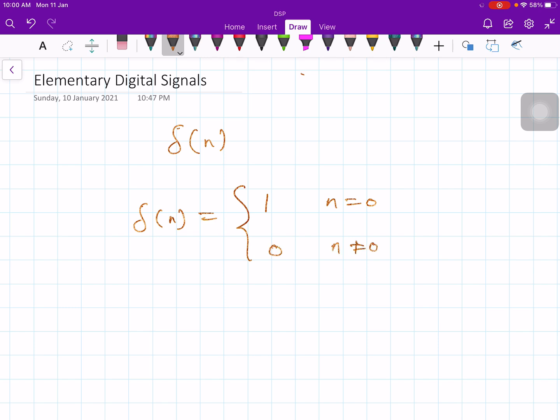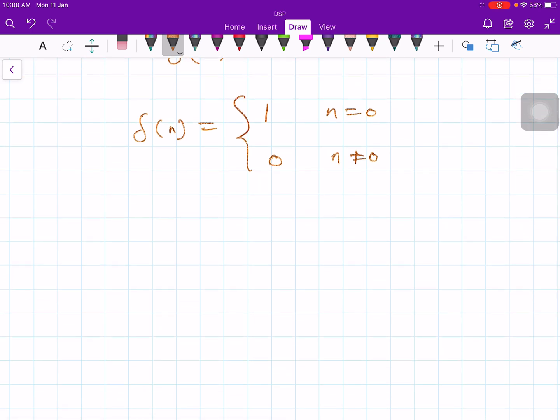In other words, its diagram will be just one sample of amplitude 1 occurring at n equals 0, and at the rest of the places the amplitude will be 0. So this is the plot of del of n. It is 0 on either side, the right side also and the left side also, and this is the most elementary signal that one can think of. It is called a digital impulse.